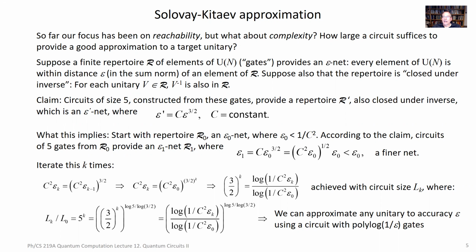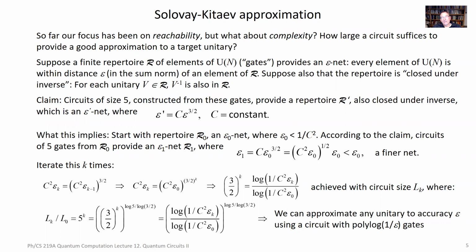But now I want to know what it takes to get a much better net. Maybe my original epsilon net has epsilon equal to 1/10 or something, but I'd like to get epsilon equal to 10 to the minus 8. Well, if I just start generating random circuits, it'll take a long time. I'd like to have a much more efficient way of doing it. And that's what I'm going to describe: an algorithm due to Solovay-Kitaev for finding such a good approximation once you have an epsilon net. And the way the argument goes is we carry out the procedure of getting better and better approximations recursively.